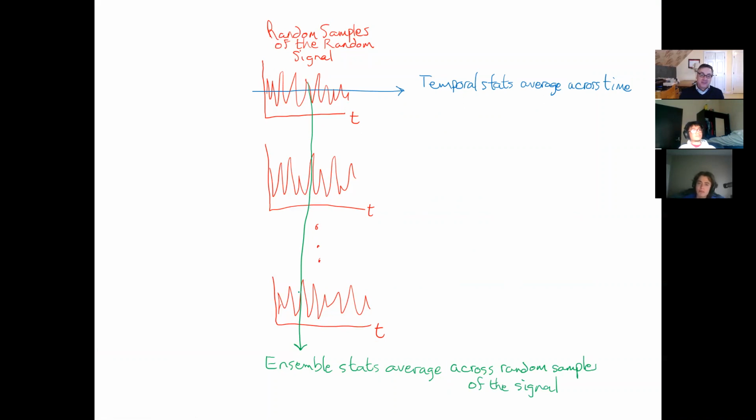Okay. And so in the ensemble statistics, basically, we just take all of our random samples, line them up, and then compute averages this way to get a signal in time. But temporal statistics, we would just take everything and average them this way. Okay. Sometimes seeing it illustrated that way is helpful. Okay. Any questions at this point? Okay. All right.